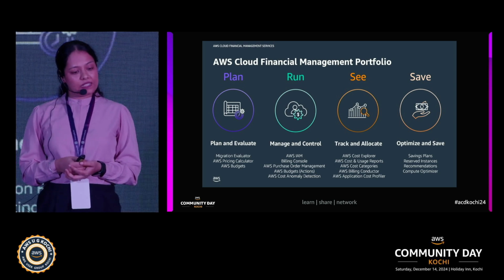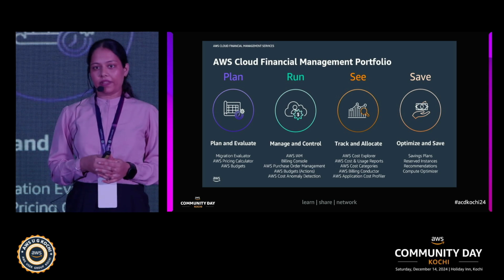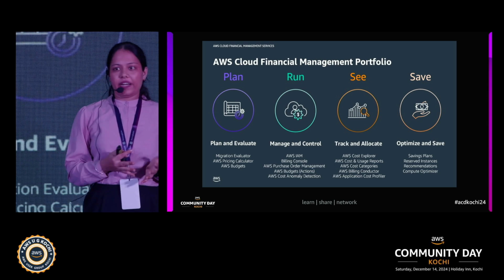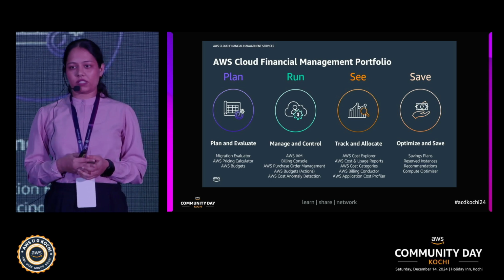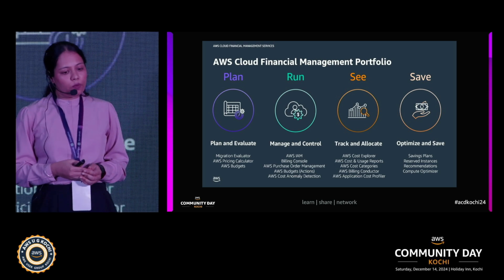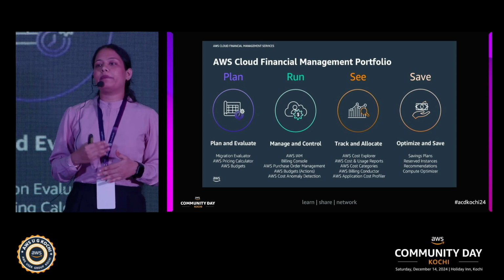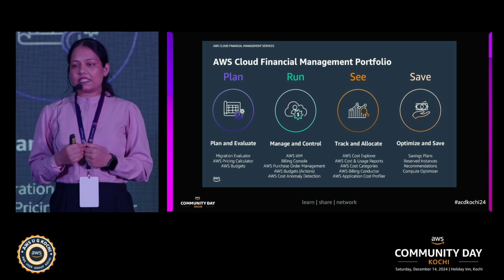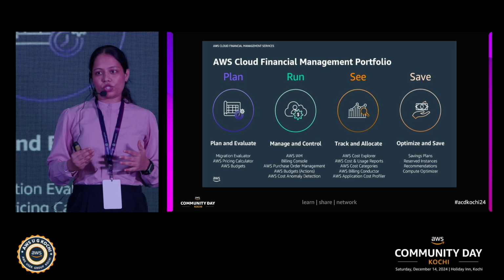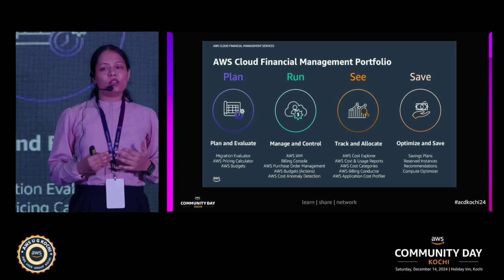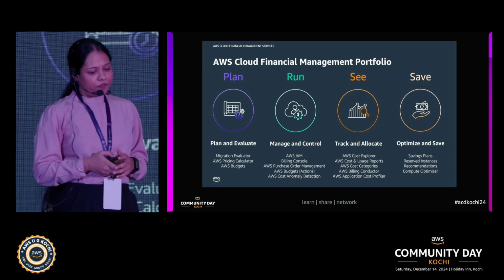Then we have track and allocate. Here we'll be seeing the dashboards within AWS, like AWS Cost Explorer, where we'll see what our utilization of the resources is. It will show us the trend. Then we have to save, that means we have to optimize. In this, we have multiple plans, like Reserved Instances, where if a company is utilizing an EC2 instance for a longer duration, they will provide a commitment, right? With that, they will get huge discounts. So that will come under optimize and save.